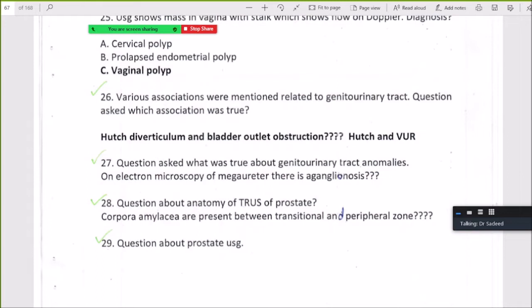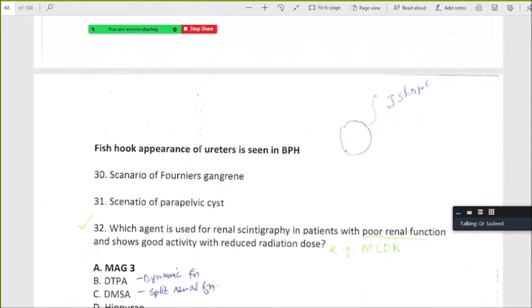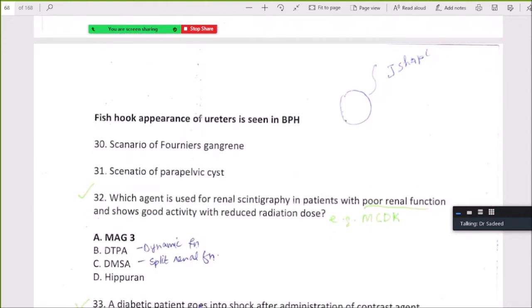28. Question about anatomy of the zones of the prostate. Corpora amylacea are present between the transition and peripheral zones. 29. Question about posterior urethra. Fish hook appearance of ureters is seen in benign prostatic hyperplasia. There are J-shaped ureters. Fish hook ureters are seen in BPH.